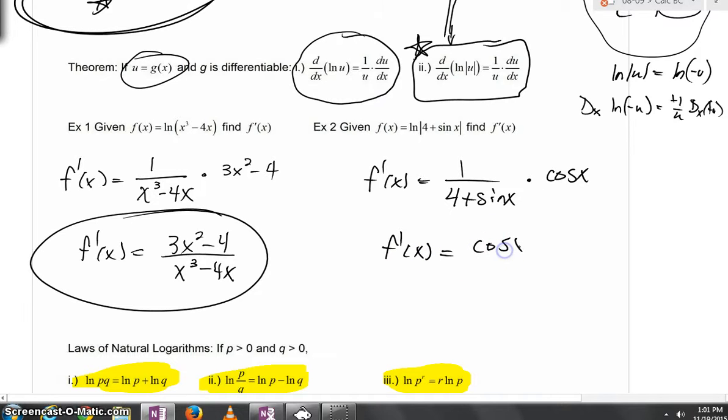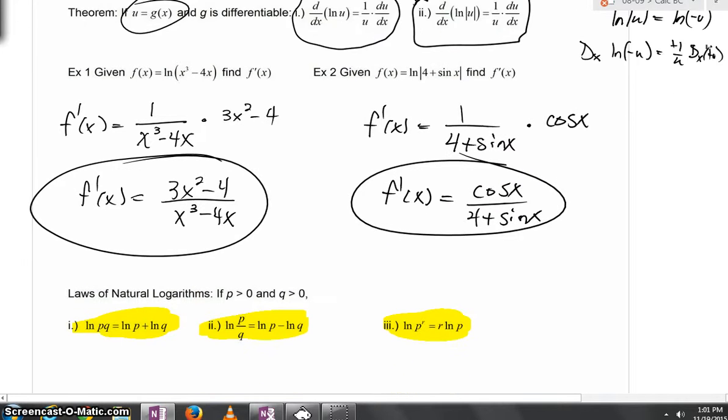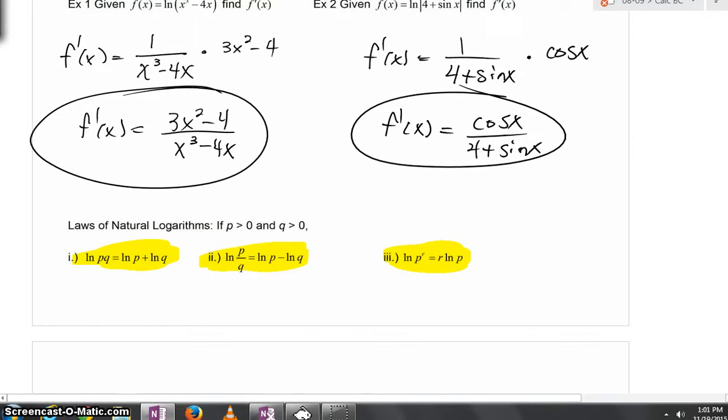Oh, my word. So, take a look at this. This maybe seems the most out of the ordinary. The laws of natural logarithms. Logs don't go away. I think you're going to be glad they don't go away pretty soon.